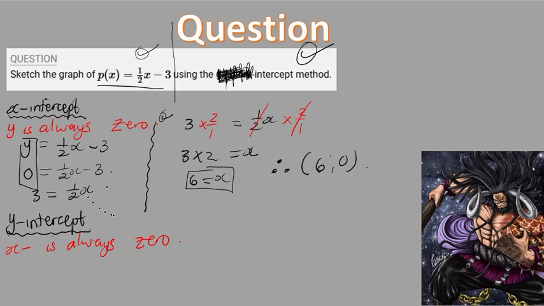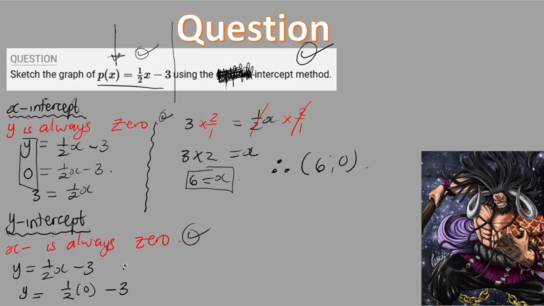The next part, I have to get the y-intercept. So from the equation whereby I'm saying y is equal to 1 over 2x minus 3. Where do I get this? I get this from here, right? Remember that p of x is the same as y, right? So we said x is 0, which means I have y is equal to 1 over 2 multiplied by 0 minus 3. Why? Because on the y-intercept, x is always 0.